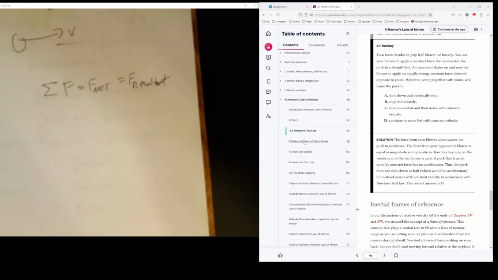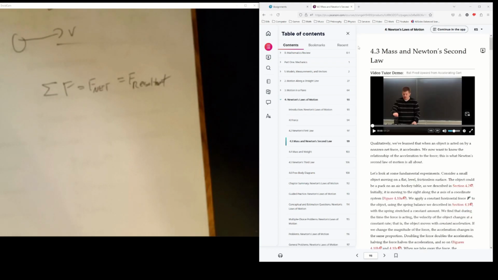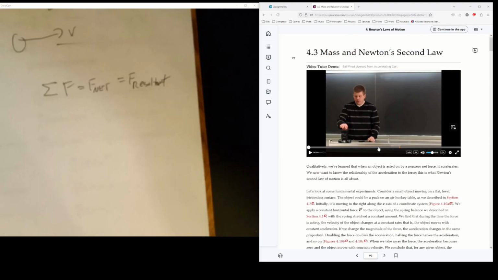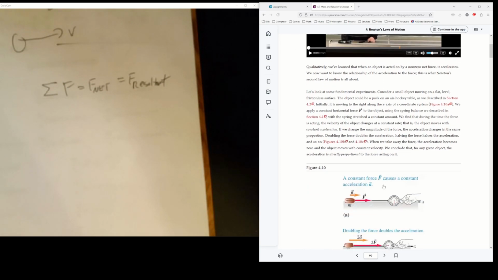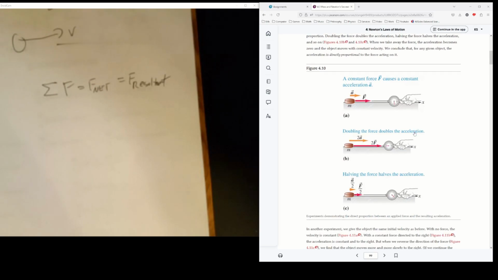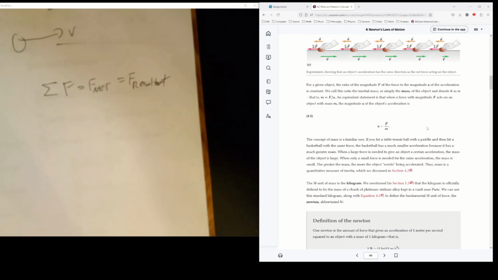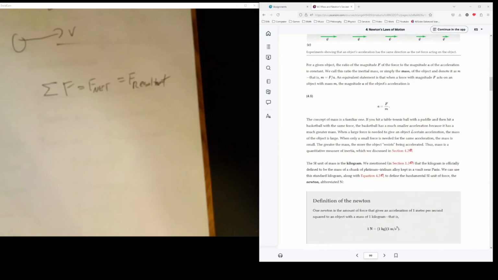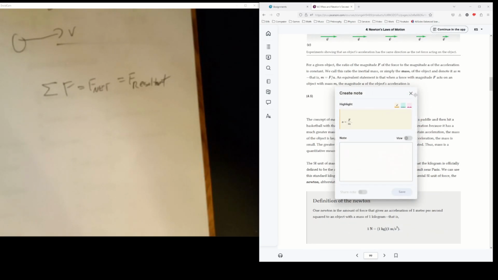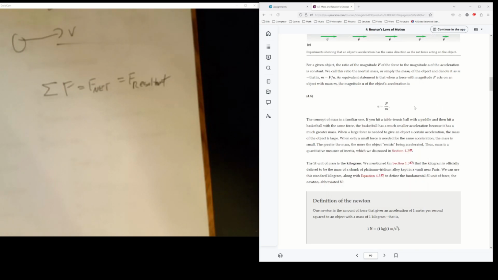So 4.3 is actually where we get the first equation. 4.1 and 4.2 are more introductory, a lot of words talking about stuff. This is where we actually get into Newton's second law. It really bothers me when they write a equals F over m like that, because that's not Newton's second law.